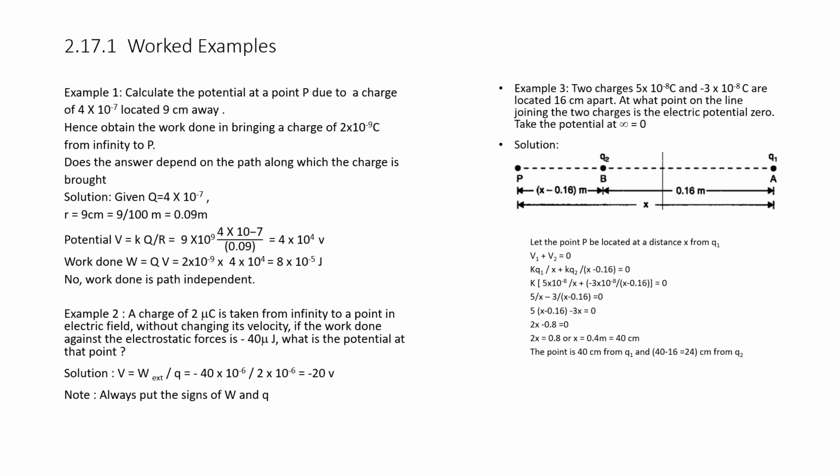So solving the previous equation, we get K into Q1 value, we have to substitute 5 into 10 to the power of minus 8 divided by x, plus within brackets minus 3. This is the negative charge. Because of the negative charge, we are taking minus 3 into 10 to the power of minus 8 divided by x minus 0.16 and close the bracket. That should be equal to 0 because potential has to be 0 there. Solving, we get 5 by x minus 3 divided by x minus 0.16 equal to 0.